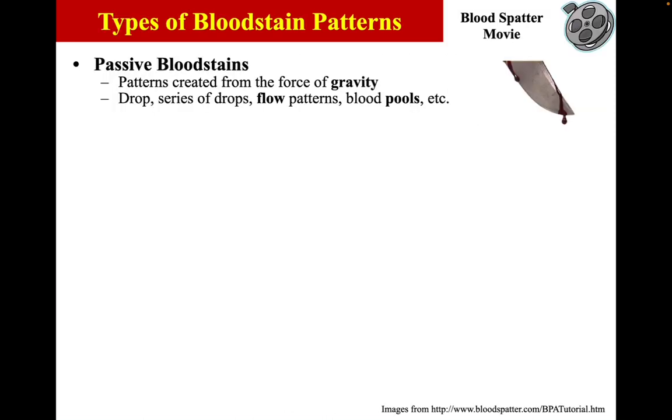Types of bloodstain patterns, there's three main types. Passive bloodstains, these are patterns created from the force of gravity acting on the blood. So you'll get a drop, a series of drops, flow patterns, or when you get blood pooling into a big puddle. And that would be passive bloodstains.